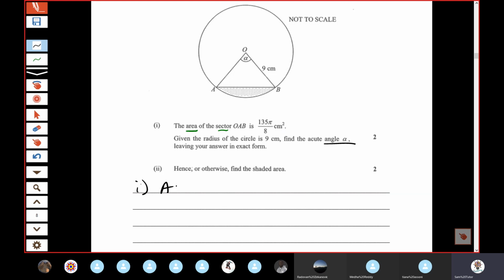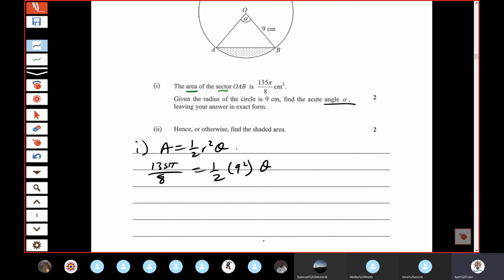You know the area equals half r squared theta. Area is 135 pi on 8. Easy stuff. Half radius squared times theta. All right, any questions before I continue? 9 squared divided by 2. So obviously you're going to times it by 2. 270 pi on 8 equals 81 theta. Divide by 81.